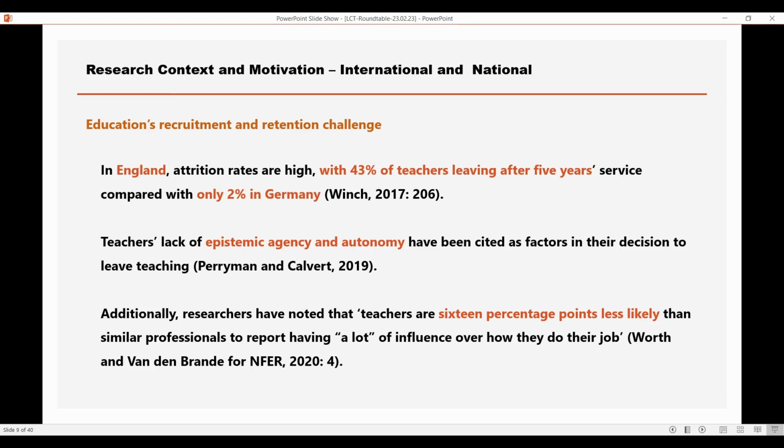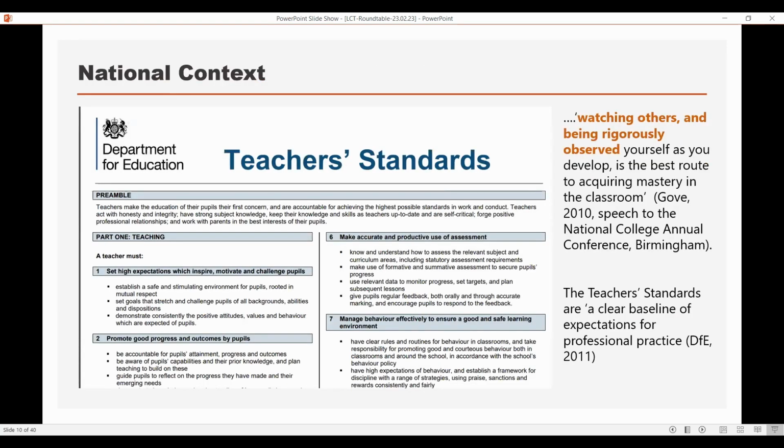Other research, interestingly, that's been done is that maybe teaching is a little bit different to some other professions, in that teachers reported that they were less likely to have control over their job than similar professions. And again, I think some of the work that I've done is about what sort of profession is teaching, and what professional status does it have? And again, that question of does it matter?